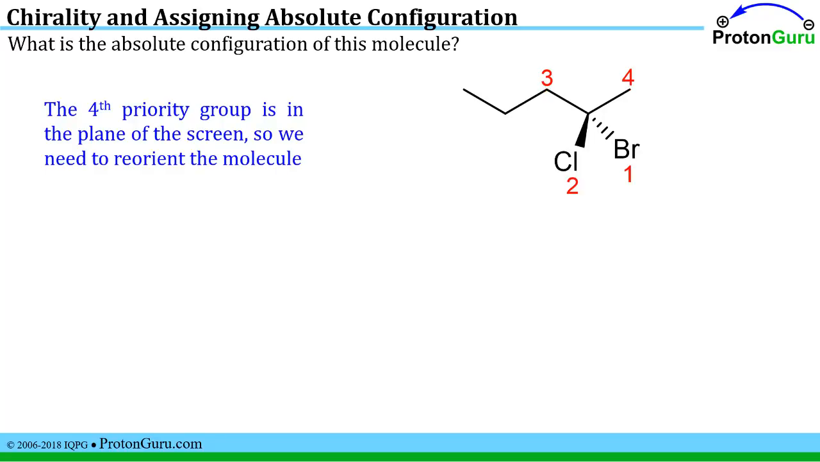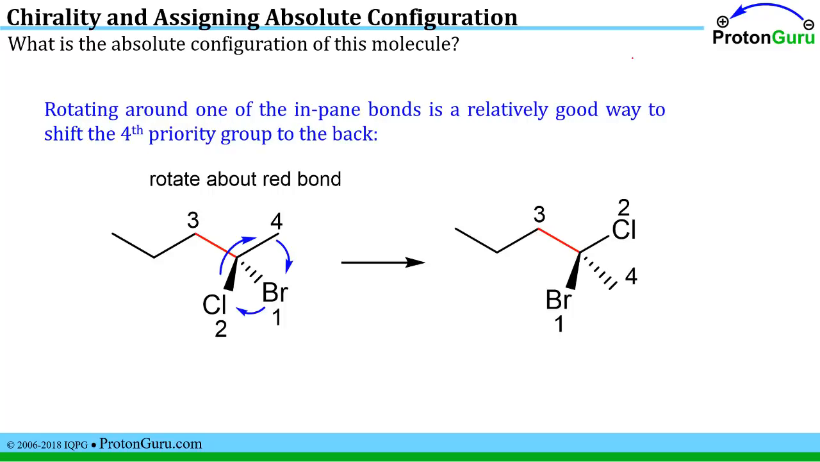Well, this brings up a problem. The fourth priority group is in the plane of the screen, so we need to reorient the molecule. We can't count forwards 1, 2, 3 or backwards 3, 2, 1 if that lowest priority substituent is in the plane of the screen. We have to reorient the molecule. One method to do that is to hold this bond steady, rotate around it. And this is pretty easy to see if you use a model kit, but all we're doing is spinning this sort of propeller of these three substituents around.